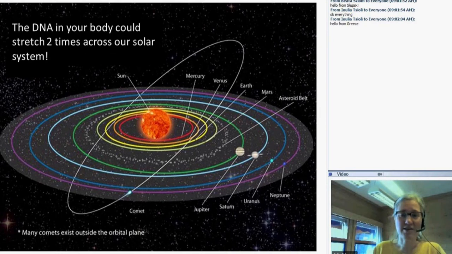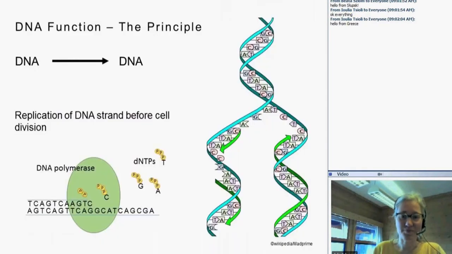So you can imagine there's a lot of information stored on this DNA. You can see here this string of letters.